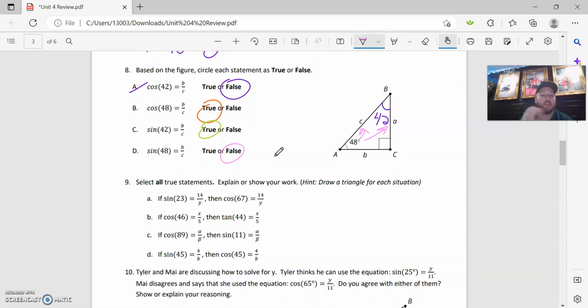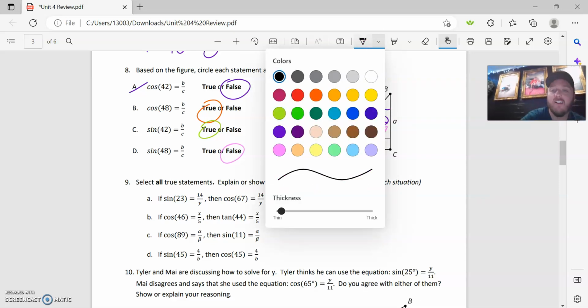Yeah, let's do one more. We got time. Okay, number 9. Select all true statements. Explain or show your work. Okay. What they're trying to do is set up a triangle for each situation. Okay, I will do the first one or two, and let's see if that's enough.